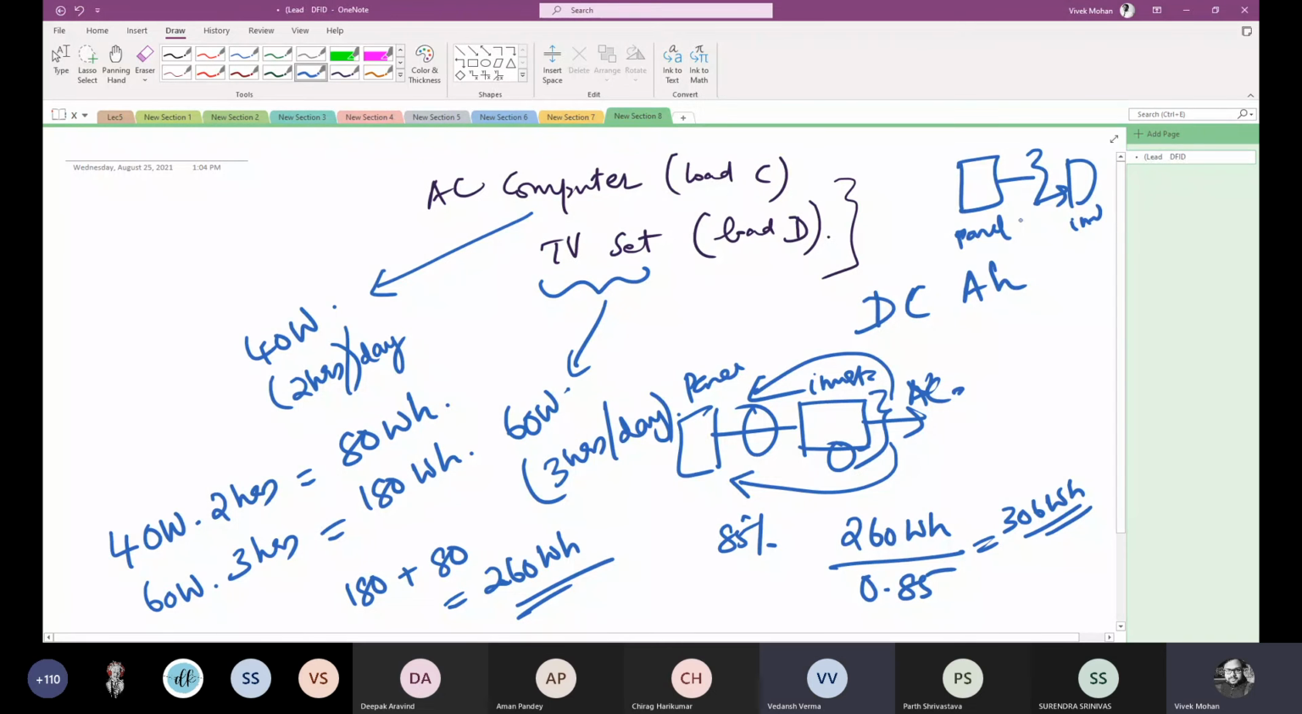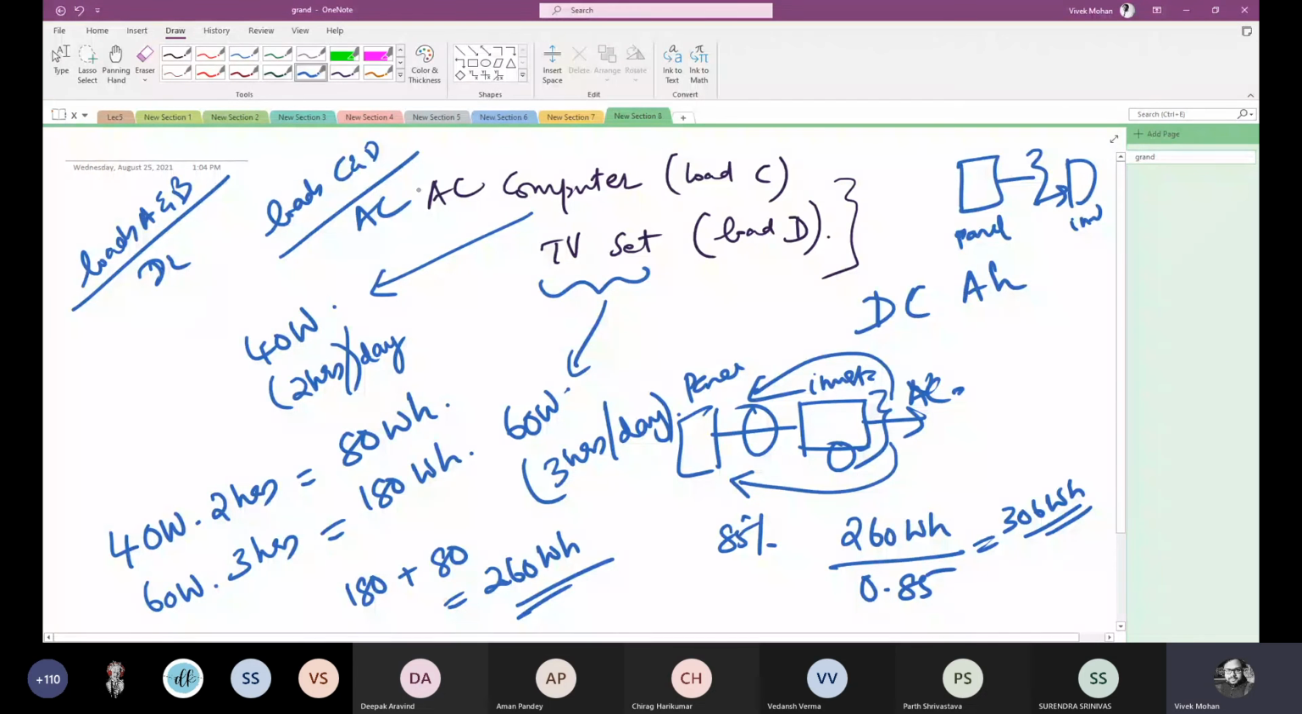Sir, the TV set you took as DC? No, the TV set I took as AC. Sir, both AC you took. Okay, both AC. Because in the previous problem I took both as DC. In this problem I am taking both as AC to show the importance of inverter efficiency. That is, loads A and B are DC, and my loads C and D are AC. Later we'll add everything. Now I am segregating it as AC load and DC load.